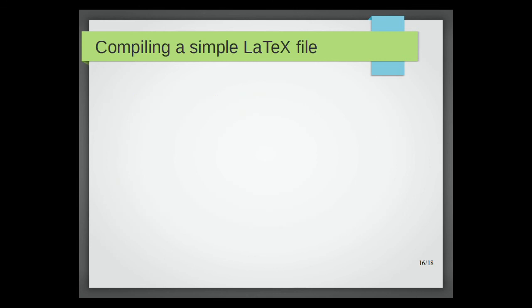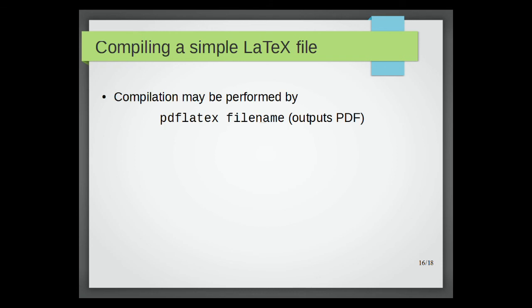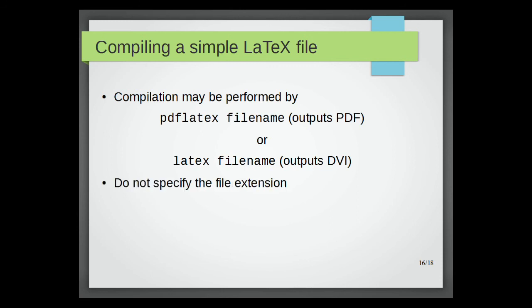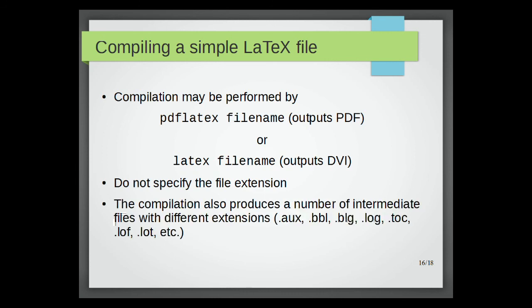In order to compile a LaTeX file, we can use either pdflatex and then the file name, which outputs a PDF file, or latex and the file name, which outputs a DVI. Please do not specify the file extension when invoking the LaTeX compiler. The compilation process also produces a number of intermediate files with many different extensions, which we will learn to know in future videos.